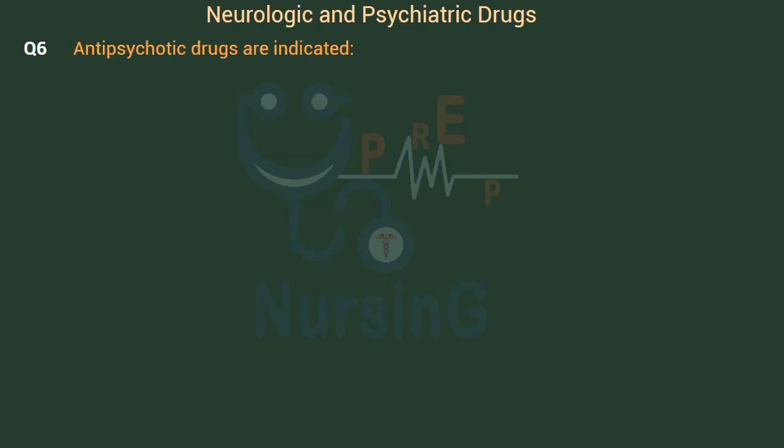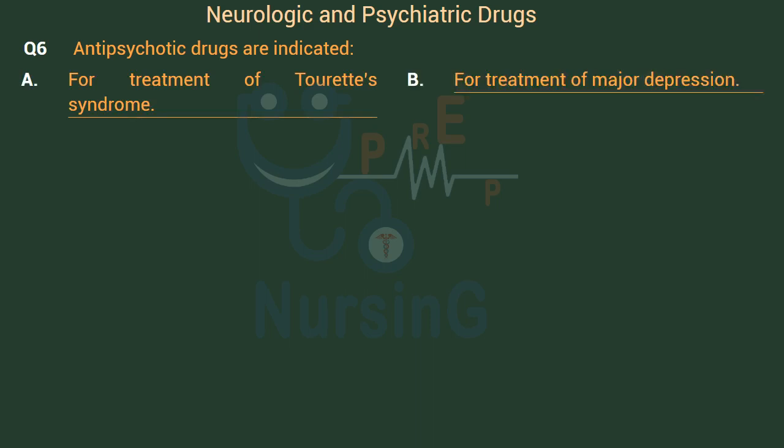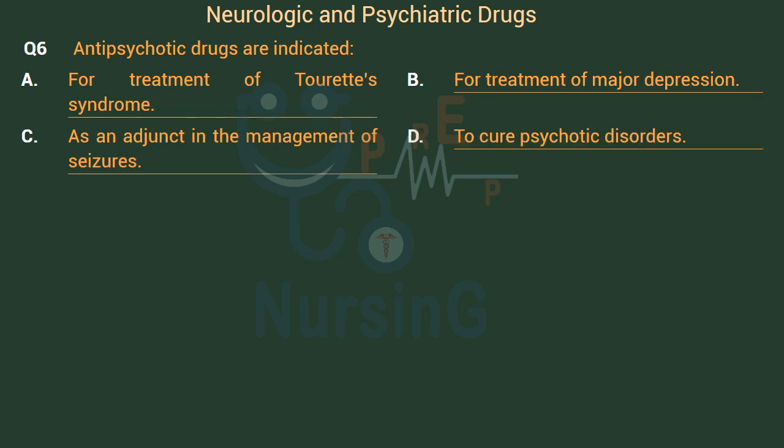Antipsychotic drugs are indicated. Option A. For treatment of Tourette's syndrome. Option B. For treatment of major depression. Option C. As an adjunct in the management of seizures. Option D. To cure psychotic disorders. Right answer is option A. For treatment of Tourette's syndrome.